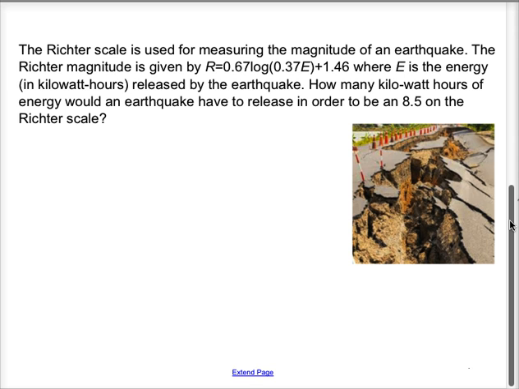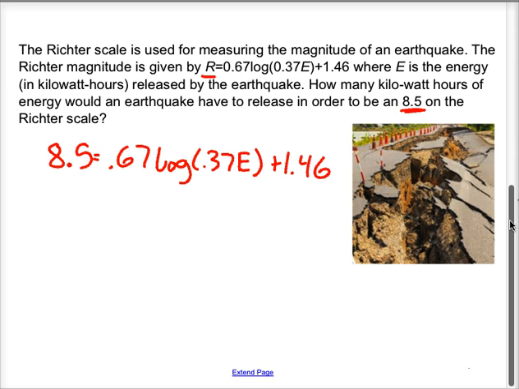How many kilowatt hours of energy would an earthquake have to release in order to be an 8.5 on the Richter scale? So again, the first thing I do is I look and see, okay, 8.5 is the actual reading on the Richter scale. So I'm going to plug that in for R. So if I know that I have an earthquake that read that on the Richter scale, now I want to figure out what was its energy released.